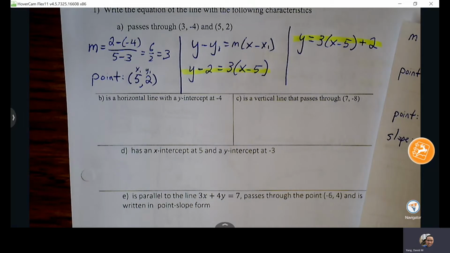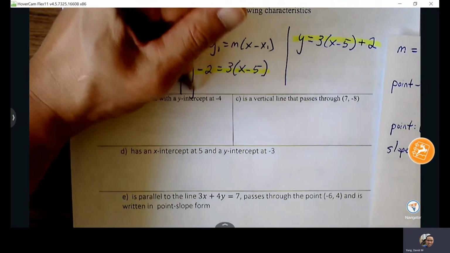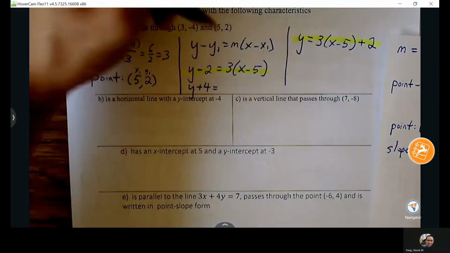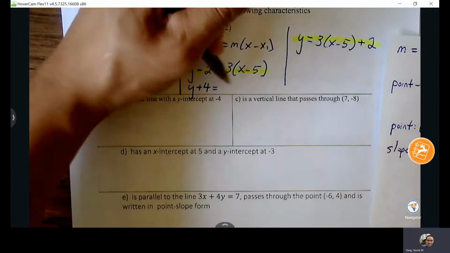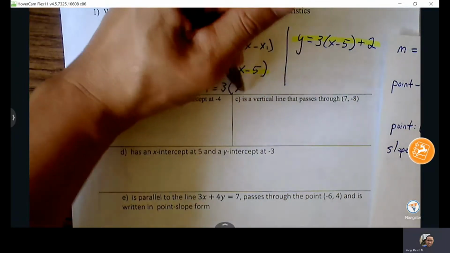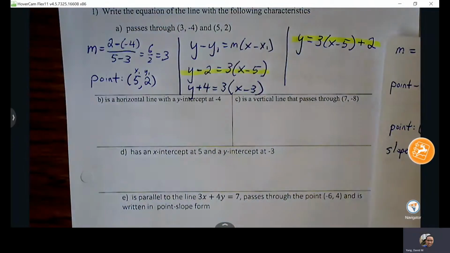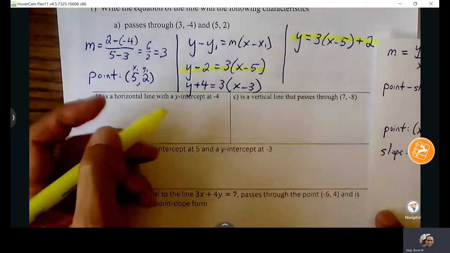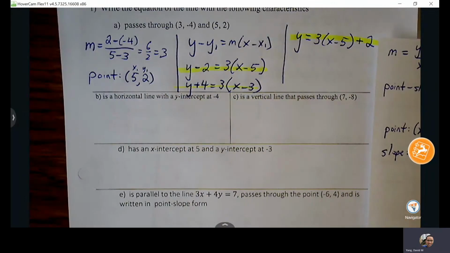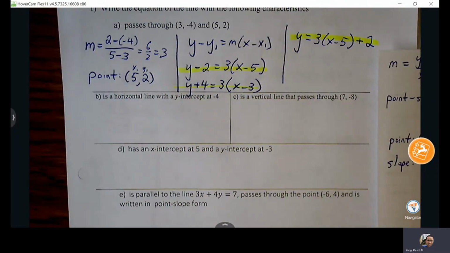Yes. And you could have put in 3, -4. Yes, you can put 3, -4, and that'll be correct as well. Yeah, either one, they're all acceptable. Okay.